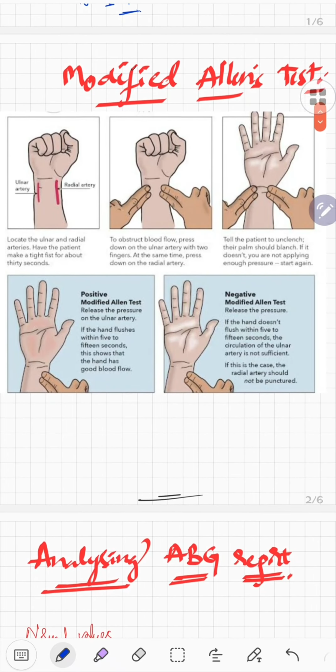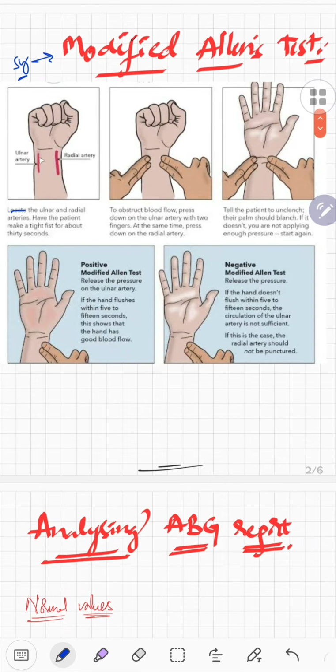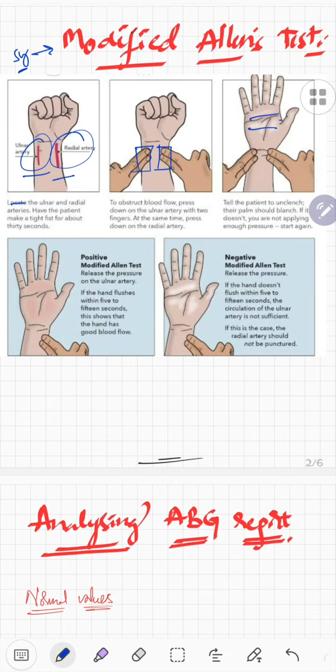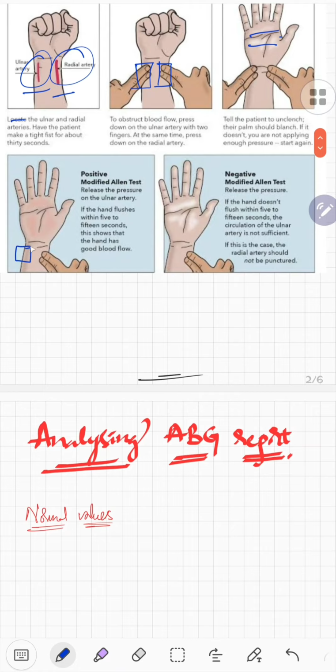Before we do the sampling, we have to do the modified Allen's test. For that we have to locate the ulnar artery and radial artery on the medial and lateral side of the forearm. We should obstruct the blood flow by applying pressure on both these arteries. The pressure should be such that the hand becomes pale. After the palm becomes pale, we have to release the pressure from the ulnar side.